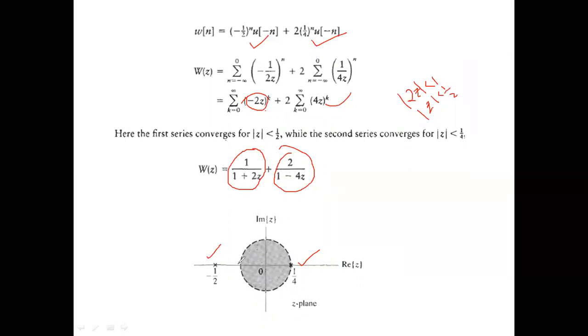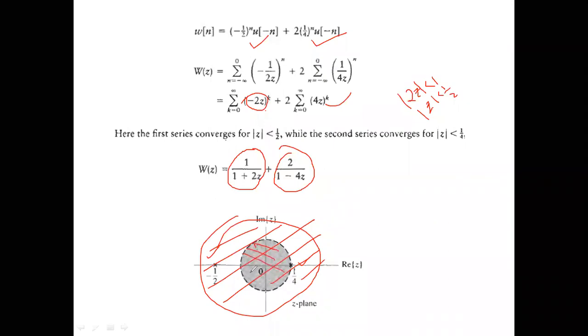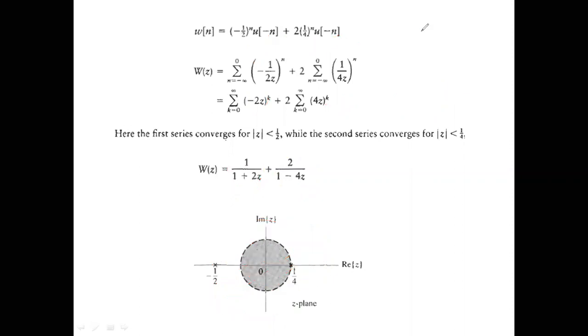So for the first case it was a bigger circle with magnitude 1 by 2. Here only the first term was converging, whereas for the second case only the second was converging. Both of them overlap inside the circle of 1 by 4, where the first term also converges and the second term also converges. And you can see the ROC was inside the innermost pole.